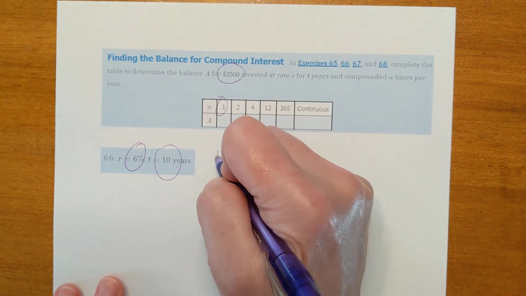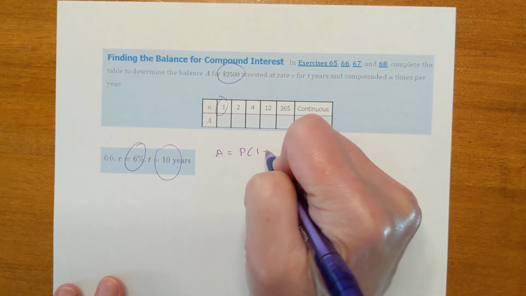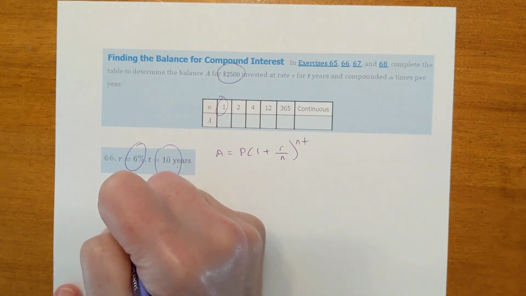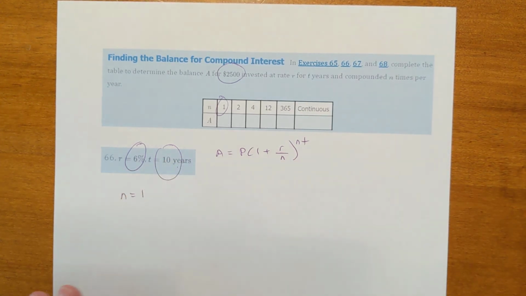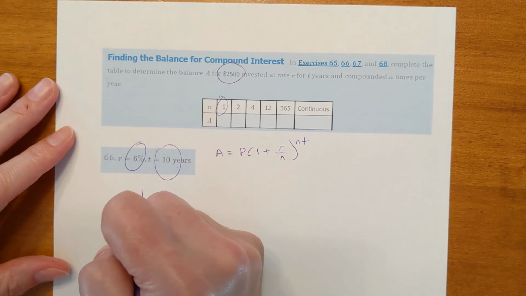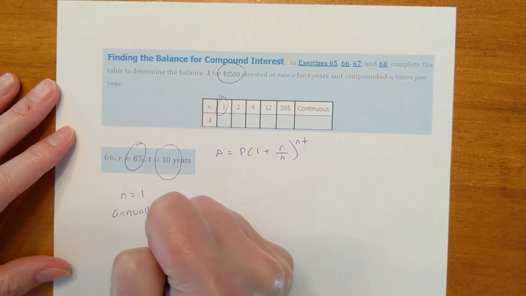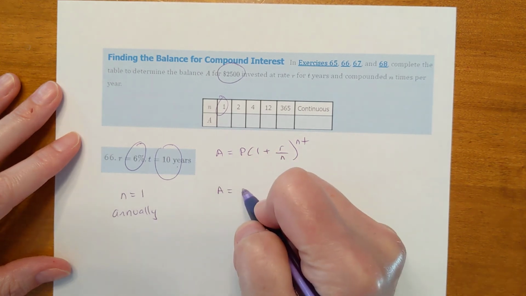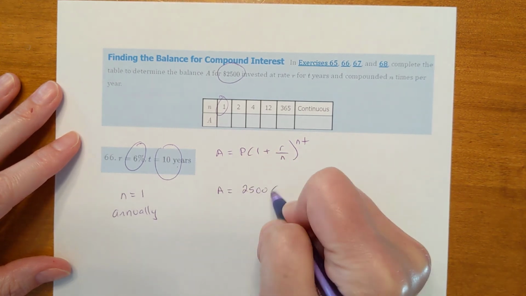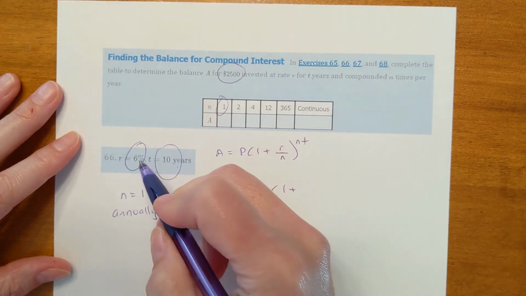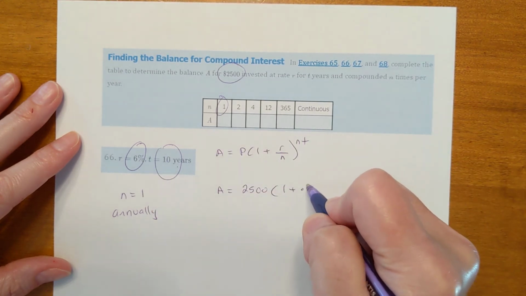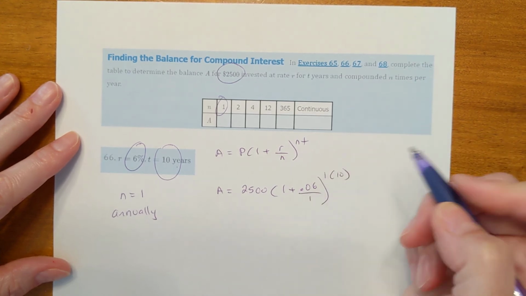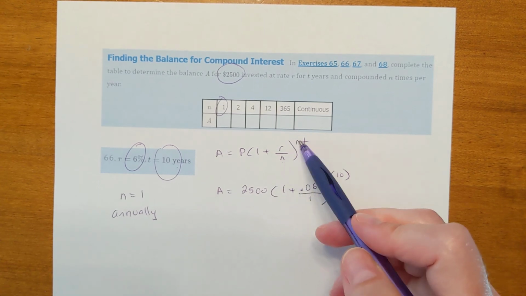So again, the formula is A equals P times (1 plus r divided by n) to the nt. So when n is equal to 1, meaning it's compounded annually, once a year, the amount that we would have after 10 years is the principal, $2,500, times (1 plus the rate, 0.06, divided by 1) to the 1 times 10. Again, you're using n twice here.